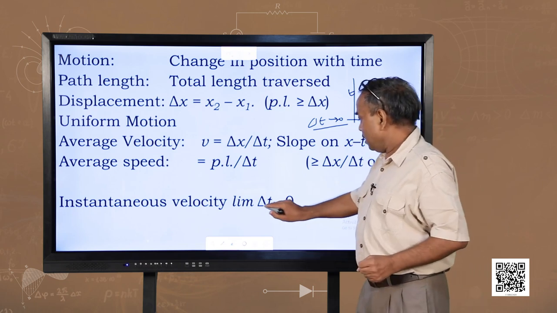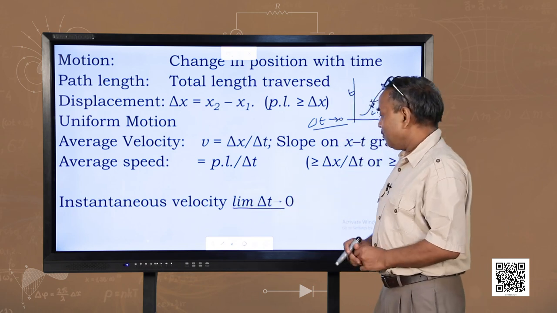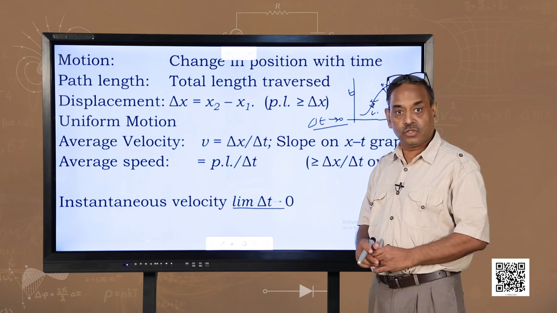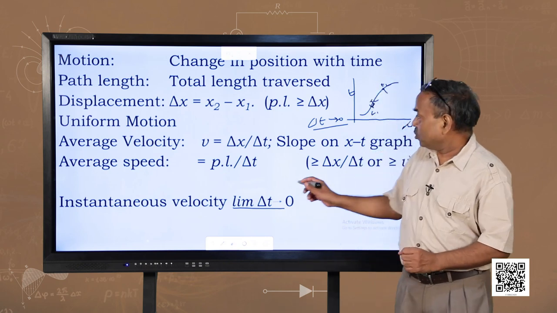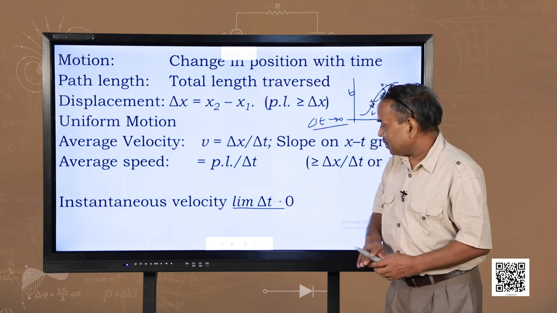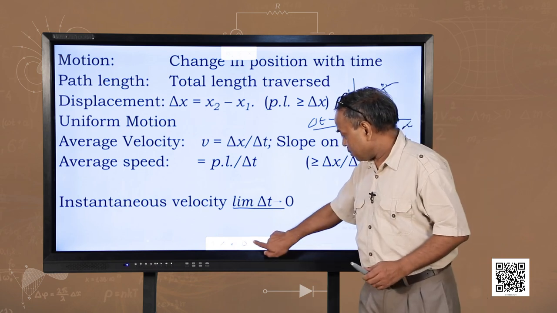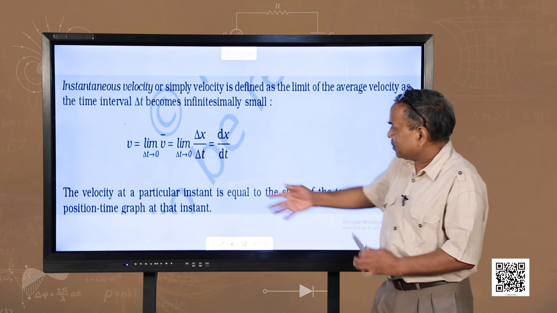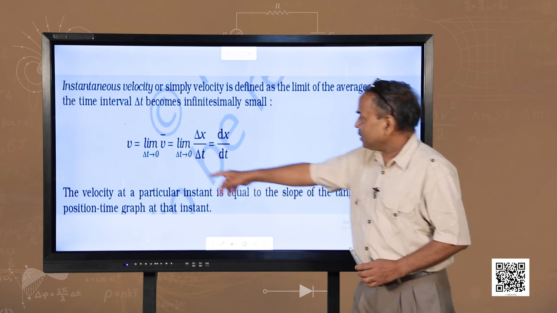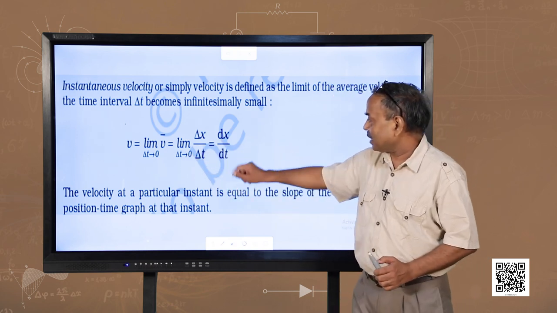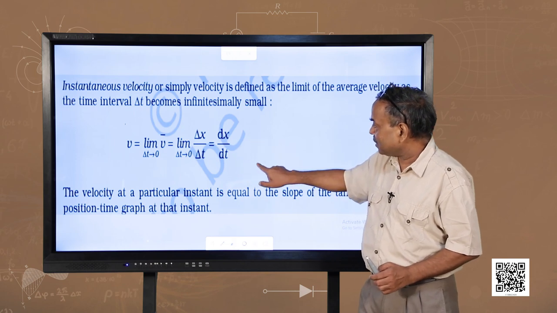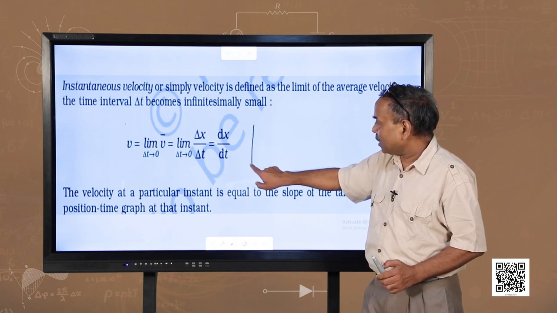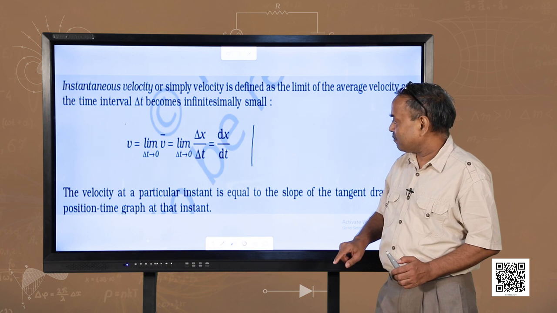So this is given when the limit delta t tends to 0. So this shows you, my dear friends, the instantaneous velocity. Now let us see further. The instantaneous velocity is just a limiting case of delta x by delta t, which you have studied in calculus, or if you have done it in physics, your physics teacher has done it. Very good.